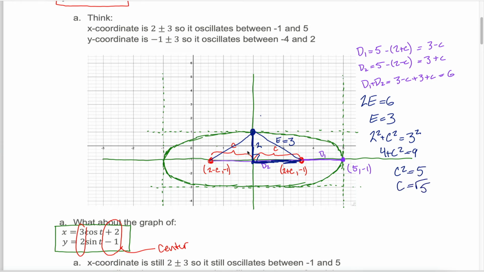If I really wanted to locate these two foci, I could now do it. Remember, the coordinates of this focus were at 2 plus c comma negative 1, but now that I know that c is root 5, I can say that the coordinates of this focus is 2 plus root 5 comma negative 1, and the coordinates of this one over here are 2 minus the square root of 5 comma negative 1. And you're like, okay, cool, you can do a whole lot of work to locate the foci. I'm not sure that I ever want to recreate that.